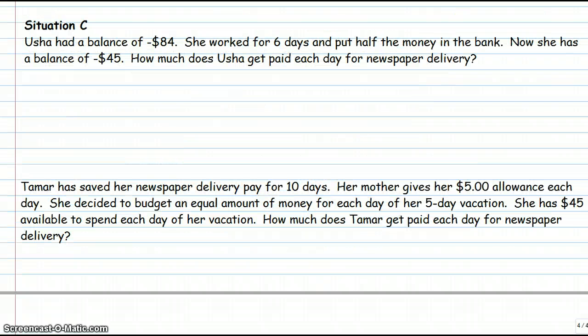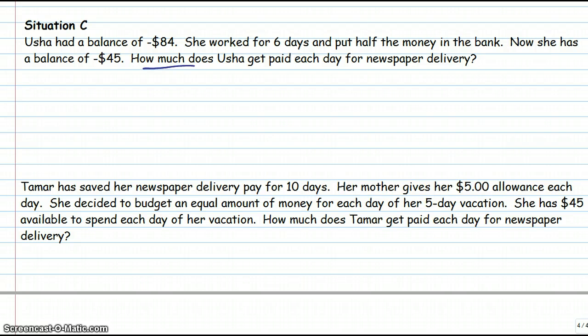Alright, now these next two situations we do not have questions to help us walk through and write an equation. So we need to develop our own method of asking ourselves questions. It says Usha had a balance of negative $84. Yes, that's possible. That's if she spent too much money. Okay, and she worked for 6 days and put half the money in the bank. So she's trying to get back in the positive. Now she has a balance of negative $45. How much does Usha get paid each day for the newspaper delivery?